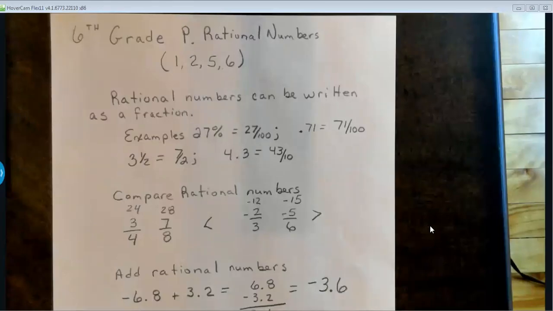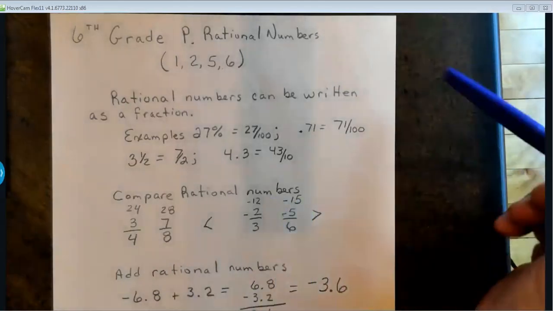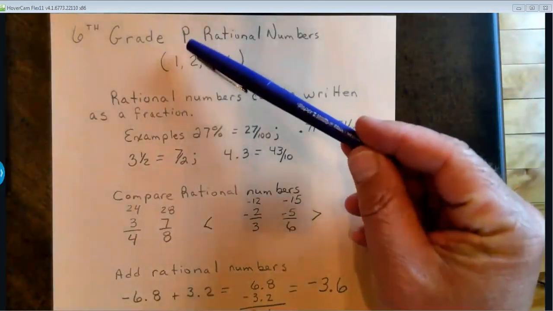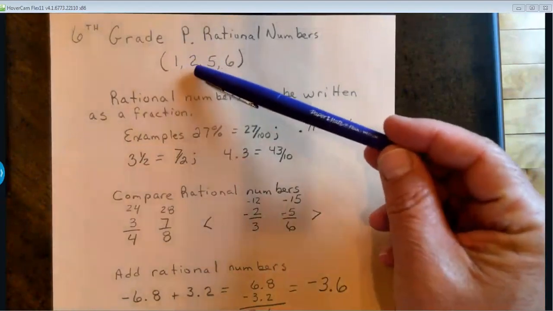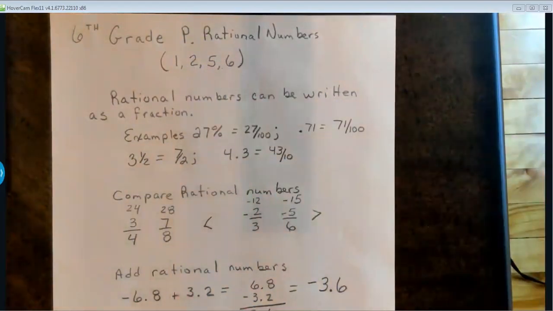Okay, sixth grade. This week we are going to be talking about rational numbers. You'll find that letter P. I want you working on 1, 2, 5, and 6.